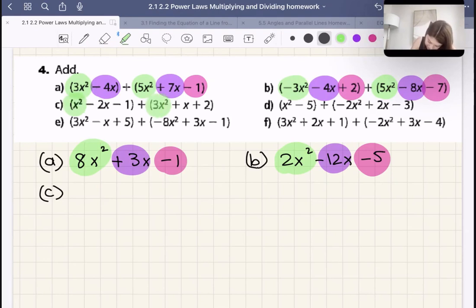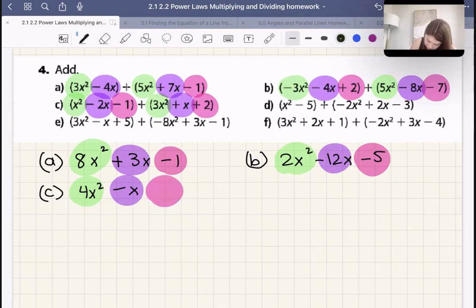So we have the 3x squared and x squared, which gives us 4x squared. Then we have negative 2x plus x, which is going to be negative x. And then last but not least, we have -1 and 2, which if we add up -1 plus 2, we get +1. And there we go. All right, what about D?